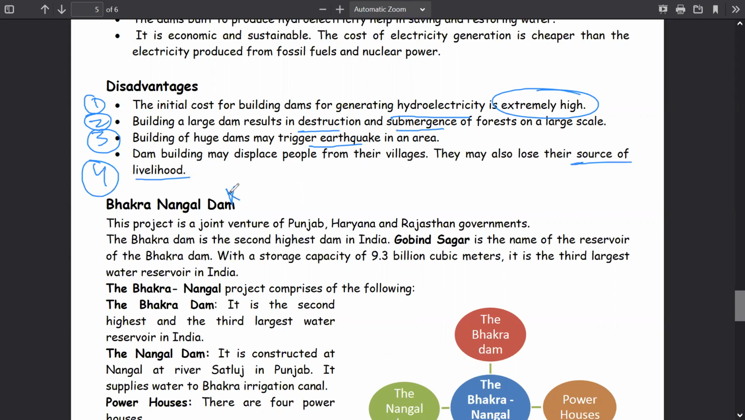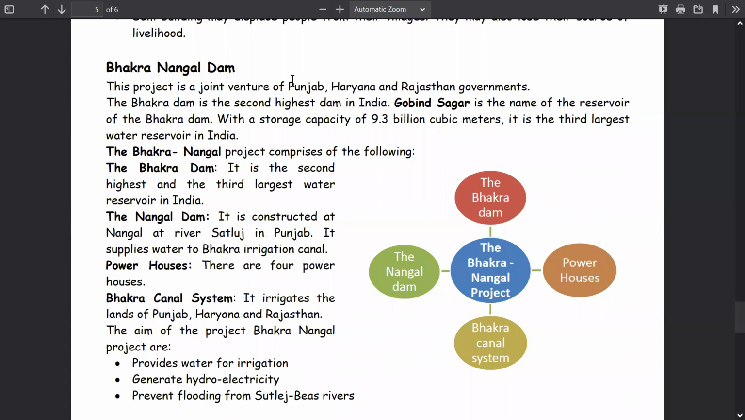Okay, let's move on to the Bhakra Nangal Dam. This project is a joint venture of the Punjab, Haryana, and Rajasthan governments. Remember the states. Bhakra Nangal Dam is the second highest dam in India. Gobind Sagar is the name of the reservoir of the Bhakra Nangal Dam. With a storage capacity of 9.3 billion cubic meters, it is the third largest water reservoir in India.